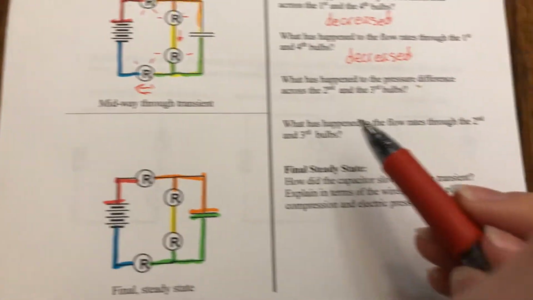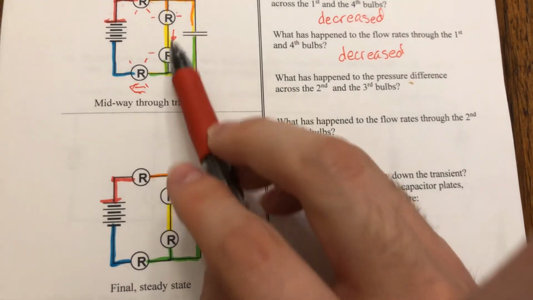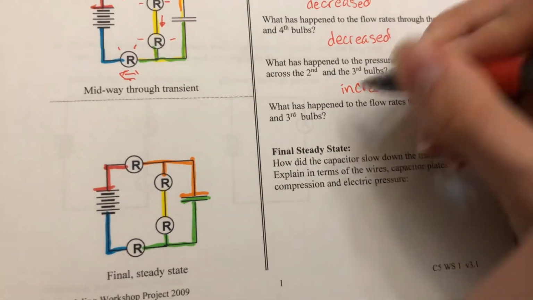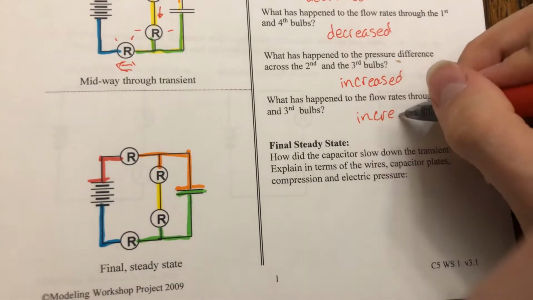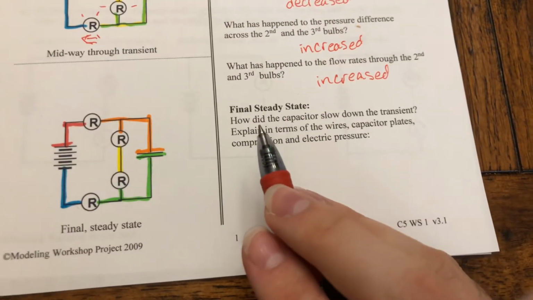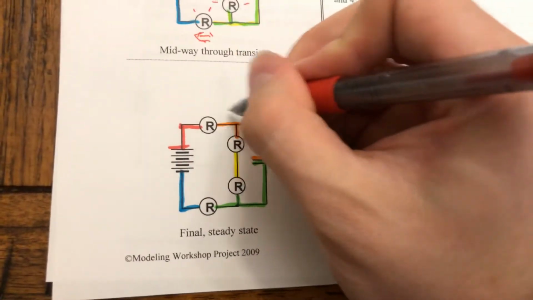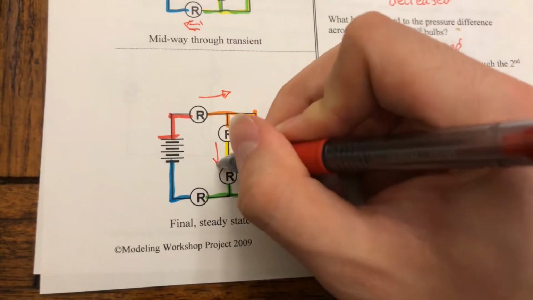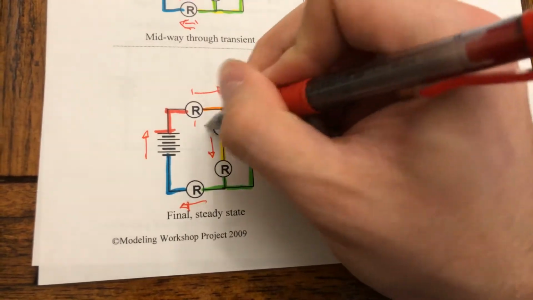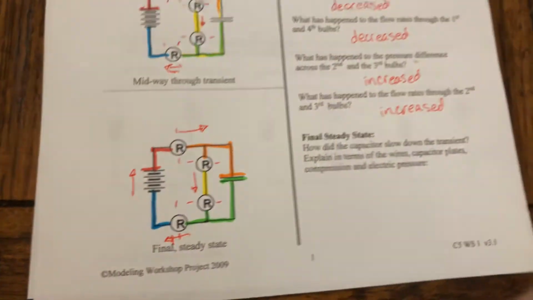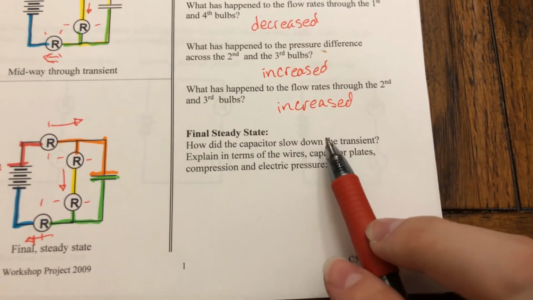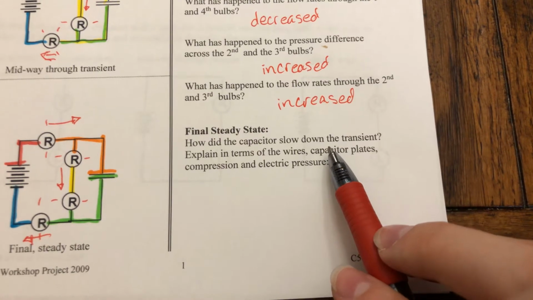And the pressure difference and the flow rates between these two bulbs, well, that has increased, right? We've seen that those bulbs got brighter. And in our final steady state, okay, we see that the flow rate everywhere is the same, and all the bulbs are the same relatively dim brightness. And essentially the capacitor slowed down that transient so that we could see it.